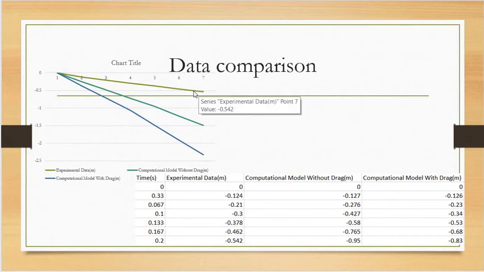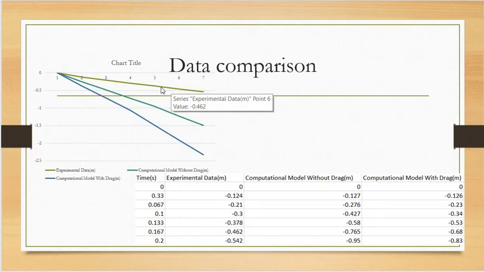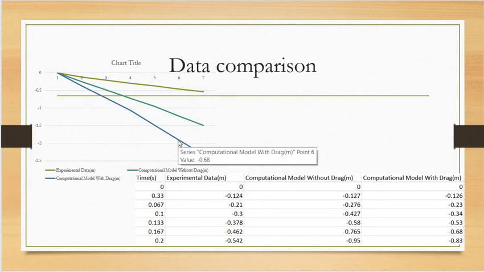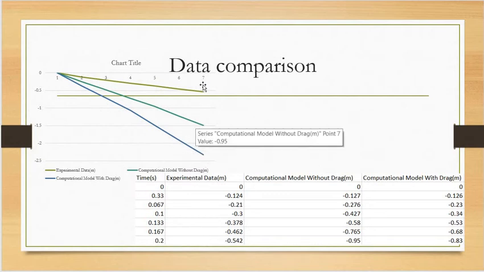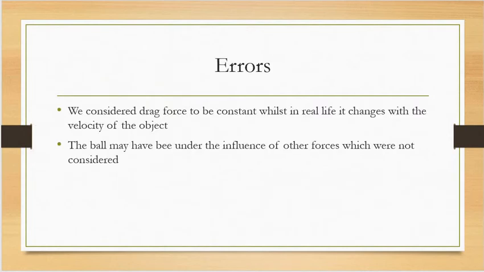The dark green one is basically the graph which took drag into consideration. This one is the one which took the real life scenario, and the blue graph is the computational model without taking drag into consideration. And we realize that the one which does take drag into consideration is a better fit to the real world scenario.